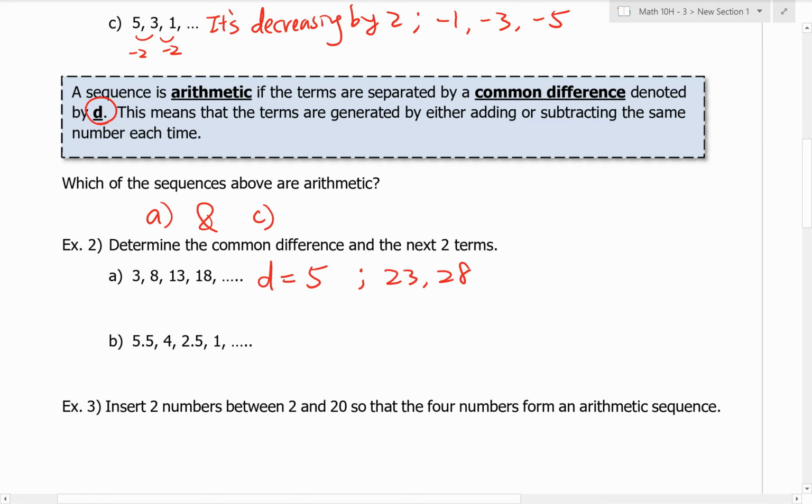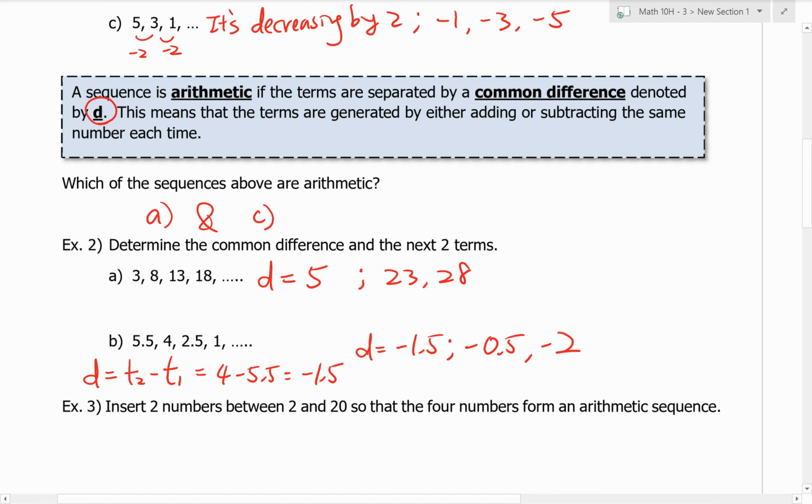For part B, similarly, we can always find a common difference, if it is arithmetic, by taking the second term minus the first term. In this case, it will be 4 minus 5.5, which is negative 1.5. So the common difference is negative 1.5, and the next two terms will be 1 minus 1.5, which is negative 0.5, and then negative 0.5 minus 1.5, which is negative 2. Hopefully it's not too difficult.